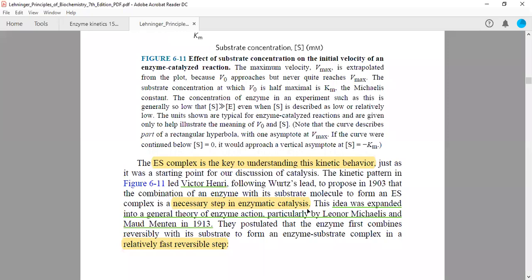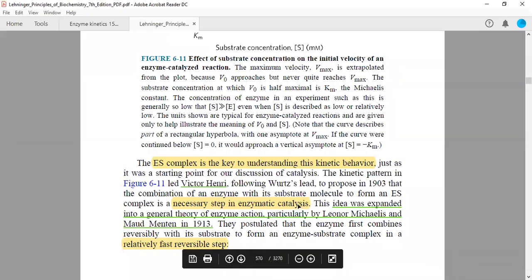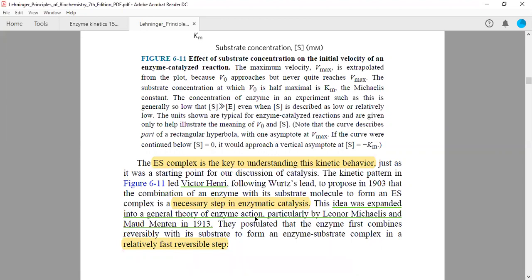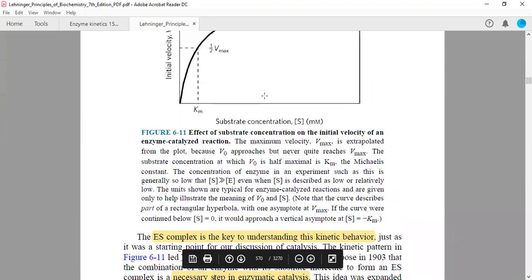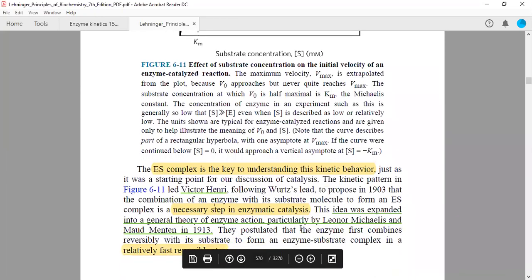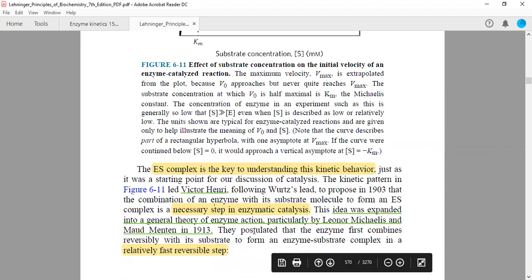So this is noted by Victor Henry. Then this idea was expanded by two scientists who gave this equation and this plot. One was Leonor Michaelis and the second was Maud Menten, in 1913. After about 10 years, this idea was expanded into a general theory of enzyme action. They formulated some equations and gave this hyperbolic curve, and they have certain postulations.